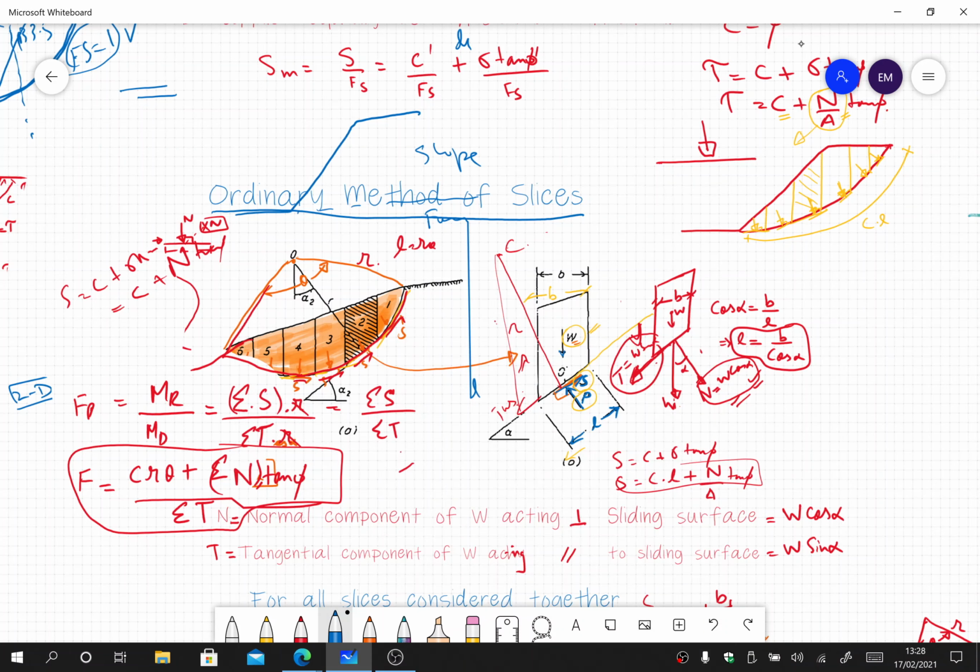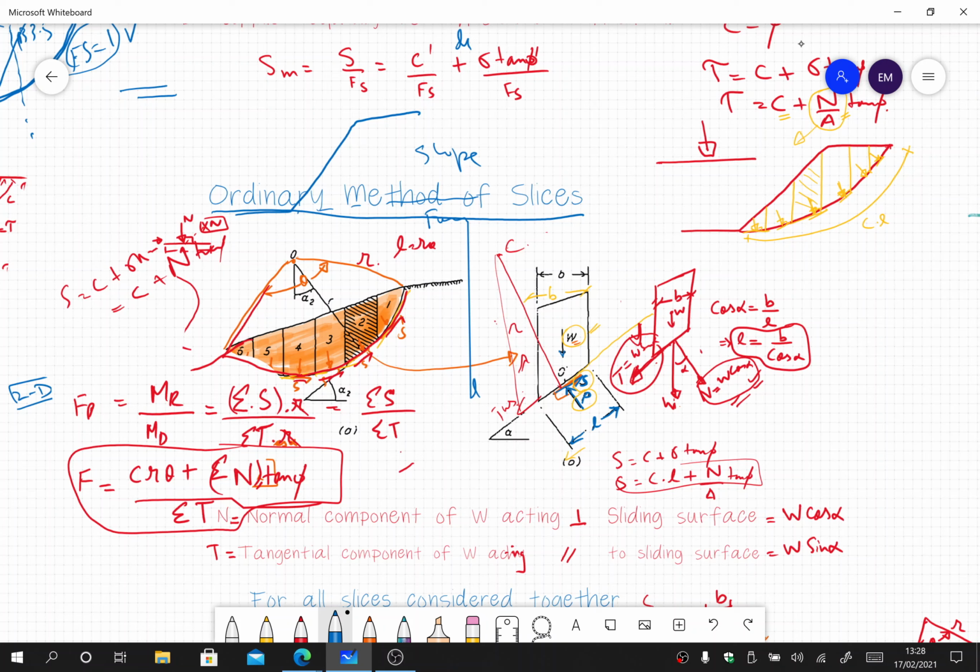Bismillah Rahman Rahim. So our today's lecture is about the ordinary method of slices. Previously we have been discussing the slope stability analysis for pure soils. That means either the soil was a purely cohesive soil or a purely frictional soil.